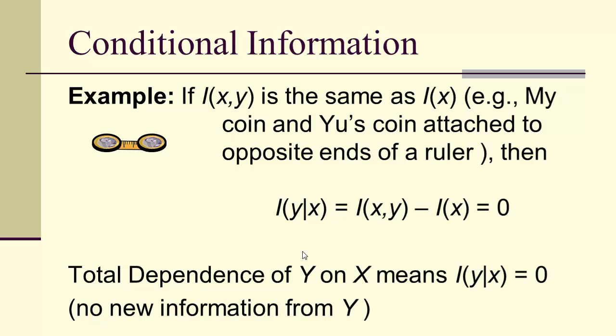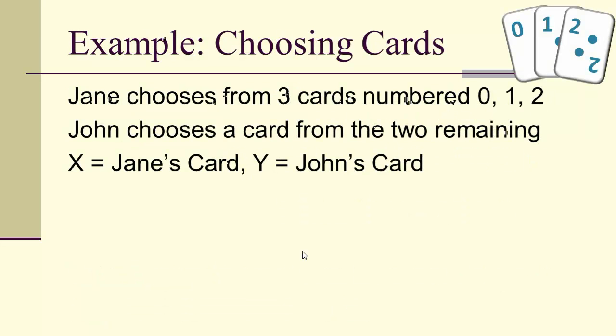On the other hand, if the joint probability, the joint information, is the same as the information for just a single variable, like it would be if my coin and your coin were attached to opposite ends of the ruler, the difference would be 0, which is given by this. So total dependence of y on x means there's no new information from y once we know x. Let's look at some examples.